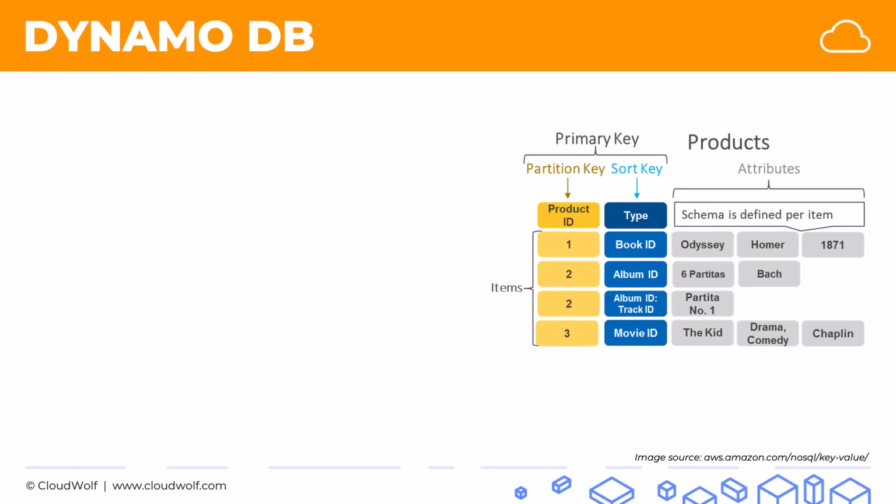So for example, here we have a book ID, which says Odyssey, Homer, and 1871. It doesn't necessarily mean that the first column is the name of the book, the second is the author, and the third one is the year it was published. Not at all, because in the second row, we can see right away we have an album ID, and it doesn't even have a year. And then in the last row, for example, we see a movie, and in the second column it says the kind of genre it has, not the author. So there is no predefined columns here.